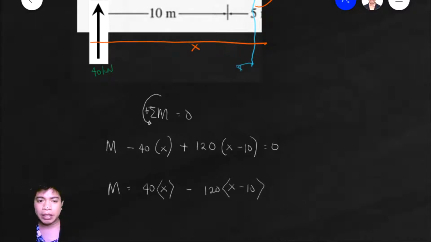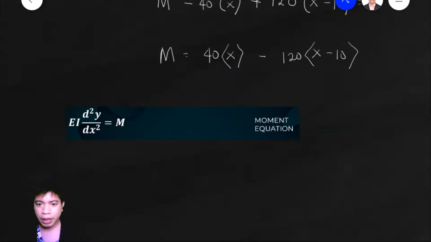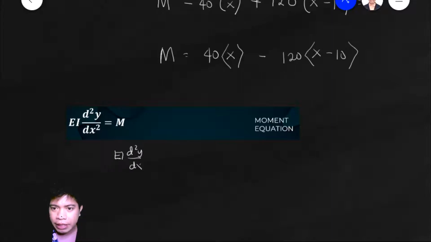So ano yung gagawin natin? So pareho din sa last na example. Ayun, so ilalagay natin ito mamaya sa ating mga equations. Okay? Ayun, so unahin muna natin, guys, yung ating moment equation. So ayun, ito yung ating magiging moment equation. So ayun, so bali EI d squared y over dx squared is equals to M. Okay? At yung M nga natin ay nandito sa taas.